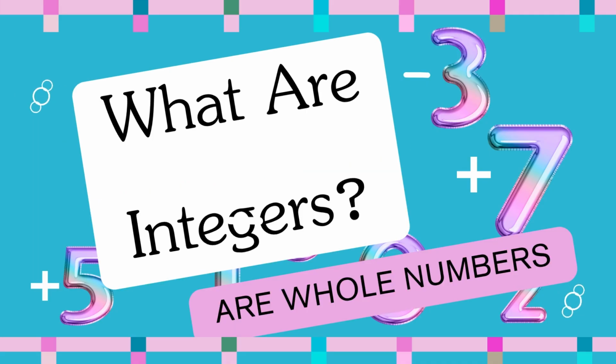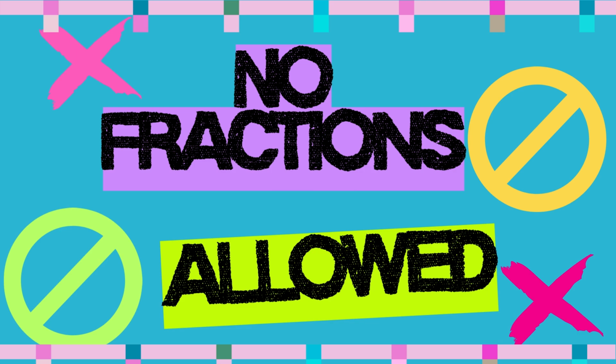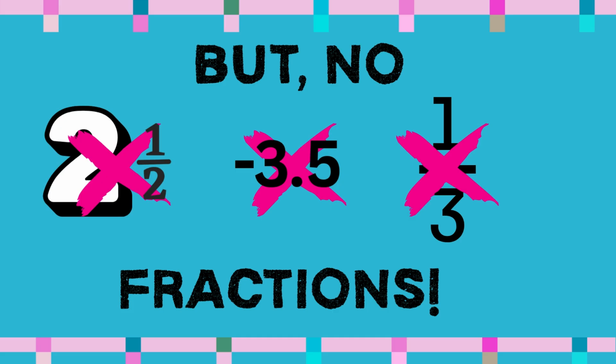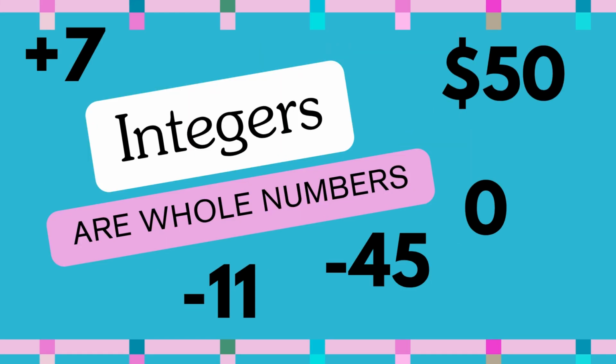You might be asking, what are integers? Well, integers are whole numbers, and that's the key thing to remember. No fractions allowed. When we talk about integers, we're talking about numbers like -3, 7, 0, -10, or 100. But we're not talking about numbers like 2.5, -3.5, or 1/3. Those have fractions or decimals in them, so they are not integers. Integers are whole numbers with nothing extra attached to them.